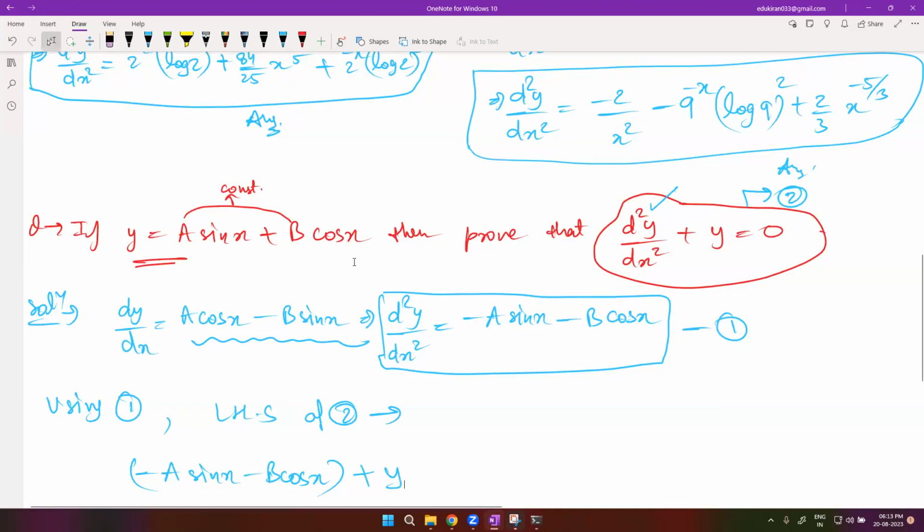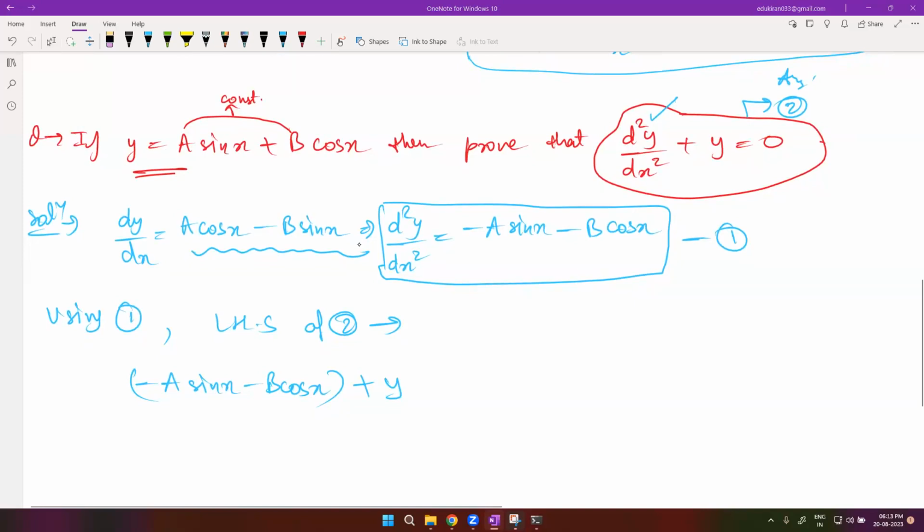I can also put the value of y, which will be what? The value of y we already know, a sin x plus b cos x. So put that value of y too. Put the value of everything, every variable which is given in this equation. Put the value of every variable which is given in this proving equation. And then you will observe, you will get what is required.